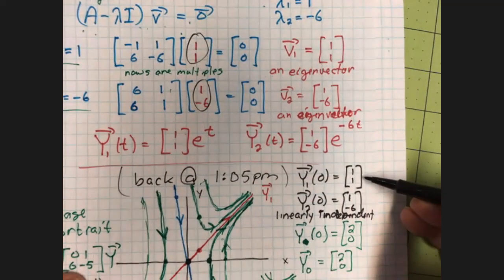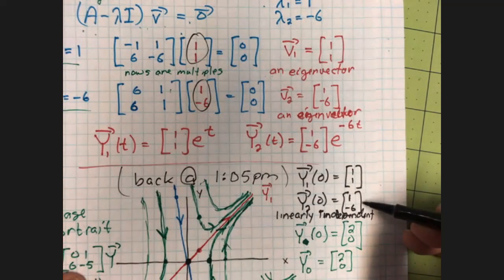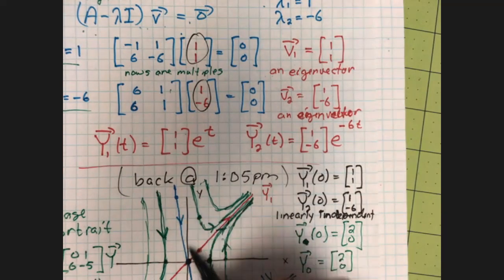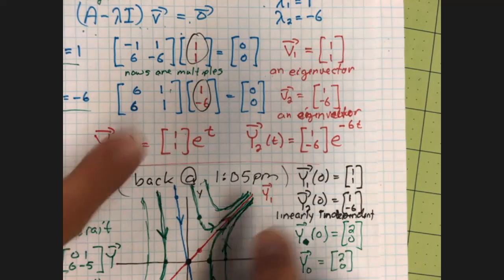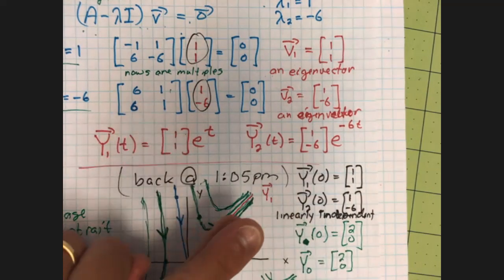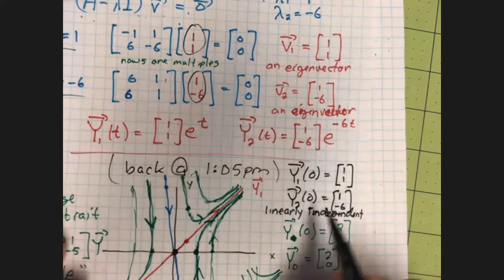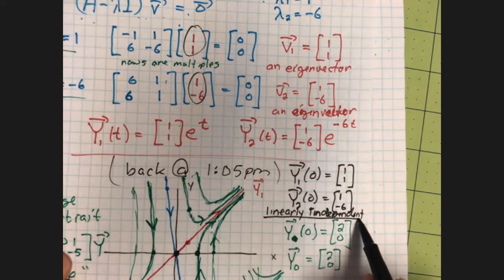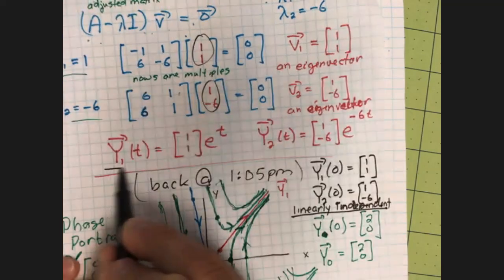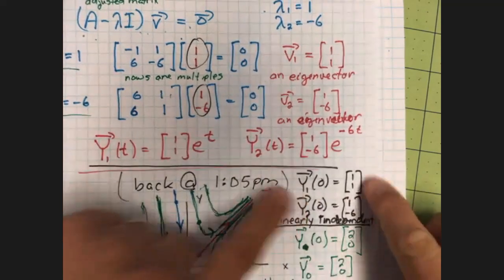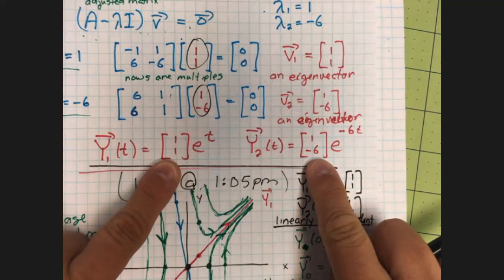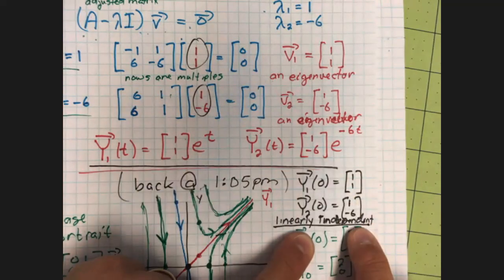Linearly independent means these vectors are not multiples of each other. They go in independent directions. They're not on top of each other. Good. So all you need to do, if someone asks you, are these solutions linearly independent? Just check the initial values, which are right there. If the initial values don't lie on the same line, if they're not copies of each other, then they are independent.